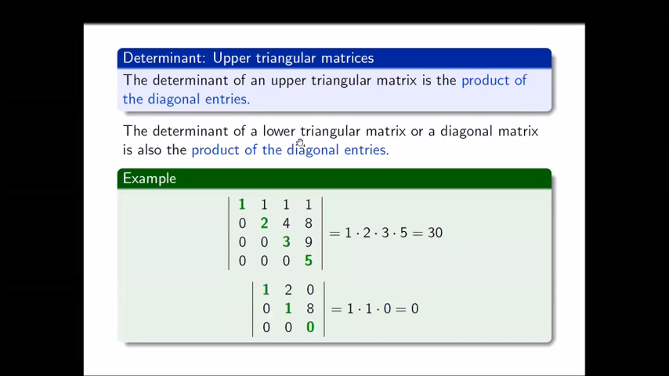For example, if we have this 4 by 4 matrix, and since every term below the diagonal is zero, this is upper triangular, we can compute its determinant by just taking the entries on the diagonal and multiplying them all together, and that will be the determinant. Similarly, in the second example, every term below the diagonal is zero, so this is also an upper triangular matrix, and therefore we can just take the product of all the entries on the diagonal, and we'll see that the determinant is zero in this case.